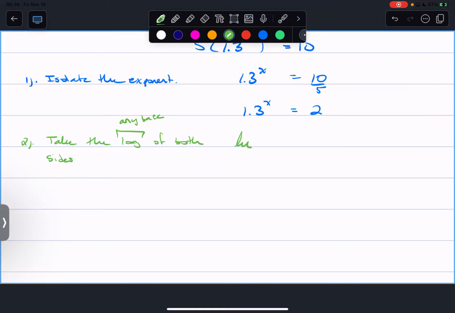The natural log of 1.3 to the power of x is equal to the natural log of 2. Now the natural log of 2 is just a number. e to the power of something is equal to 2. Now it's not going to be anything nice, so we just leave it as the natural log of 2. Now what am I going to do? I'm going to use the log law.